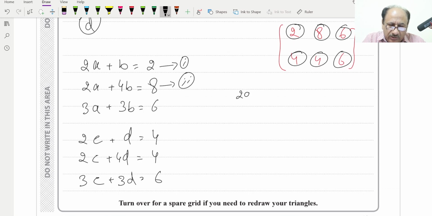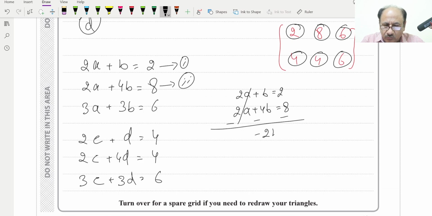So 2a plus b is equal to 2, and 2a plus 4b is equal to 8, and we can subtract this one. So changing signs, this will be gone and this will be minus 2b is equal to minus 6. So this implies b is equal to 3. So the b value we will get is 3, and I will box this one so that we can utilize this later.